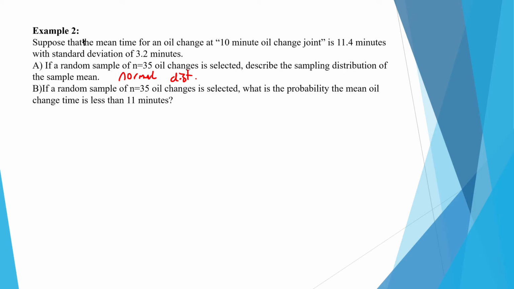Part B. If a random sample of n equals 35 oil changes is selected, what is the probability the mean oil change is less than 11 minutes? We'll start by listing what we know. We know the mean of the population is 11.4, so mu equals 11.4. We know the standard deviation is 3.2 minutes, and so sigma equals 3.2. N is equal to 35.